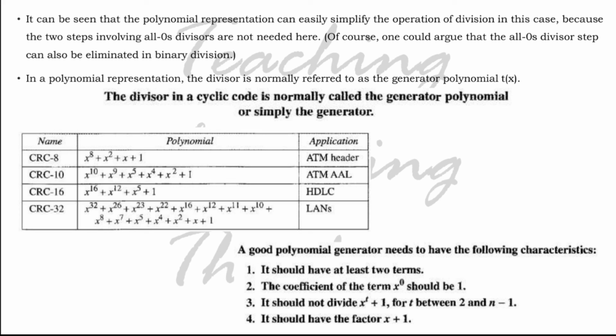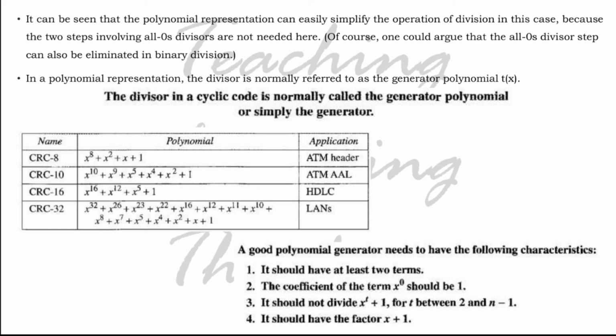So here is an example of the polynomials that are used in different applications: CRC8, CRC10, CRC16, CRC32. CRC8 is used in the ATM header, CRC10 is used in ATM AAL, CRC16 is used in HDLC, and CRC32 is used in LANs.